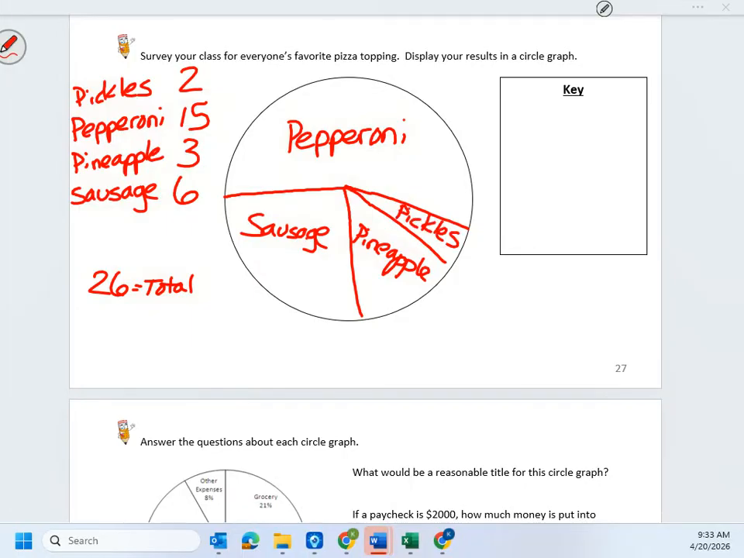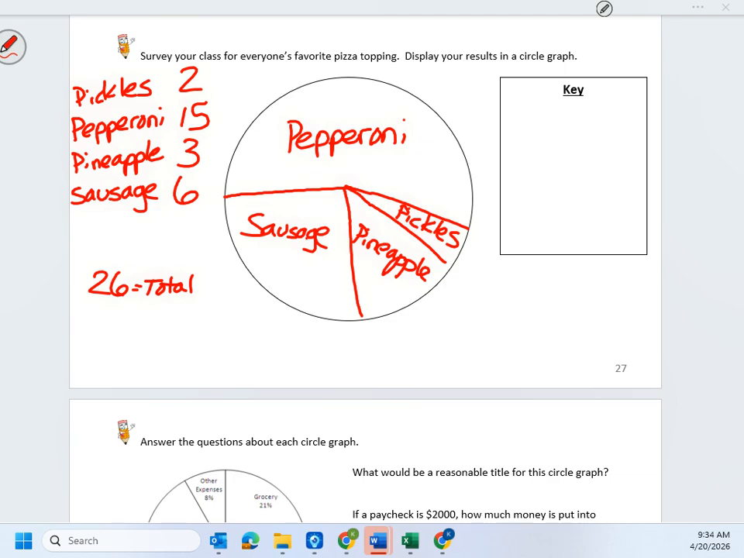I love pickles. I can honestly say I've never had pickles on a pizza. That would be interesting to try. Like a cheeseburger? Pizza. I've never had a cheeseburger pizza. I've had a taco pizza. Cheeseburger pizza, that would taste good with pickles.